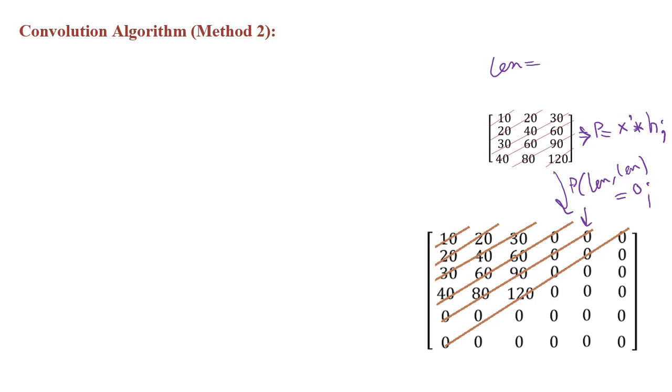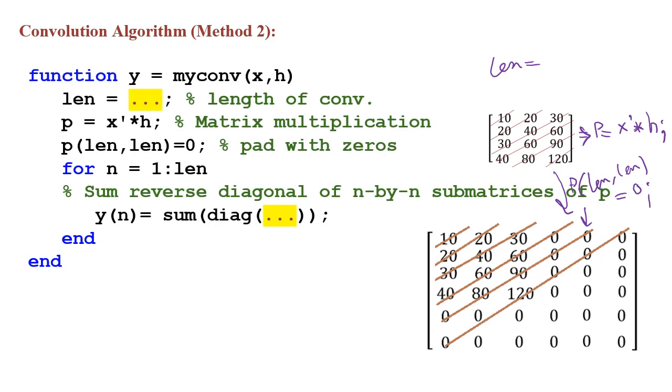We're going to display partially written code and attempt to complete it. The first line of code is simply the function definition, y is equal to myconv x, comma h, and finally we have end to end the function. So this is all syntax for MATLAB. In the first line of code we are evaluating len, and we said len is equal to, I'm just going to replace whatever is missing and write it here.